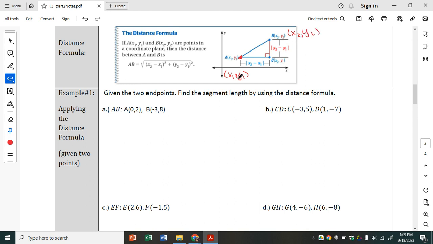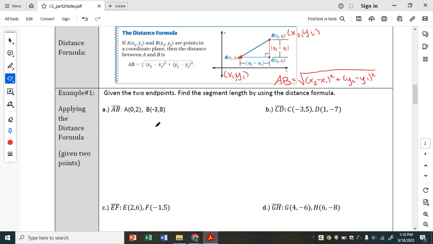To find the distance between them, or to find the length of this segment, we're going to use our distance formula. If you need to rewrite it so it's a little bit clearer, I know it can get smushed on your copy. You're taking the distance of AB as the square root of, we're going to start with the difference of our x's. So we're going to do x2 minus x1 and square it. And then we're going to add the difference of our y's, the x2 minus x1, and then square that as well.